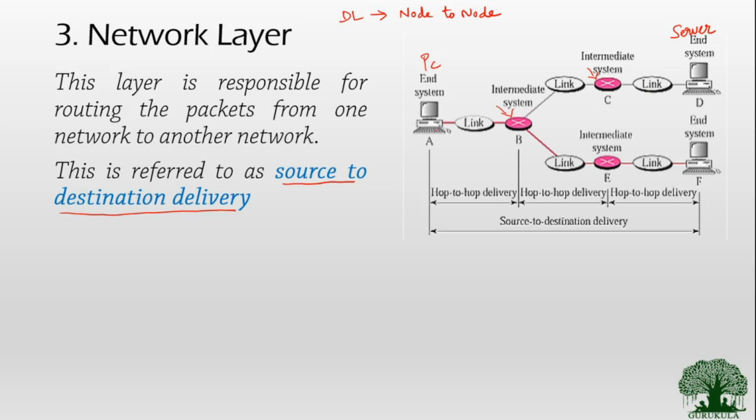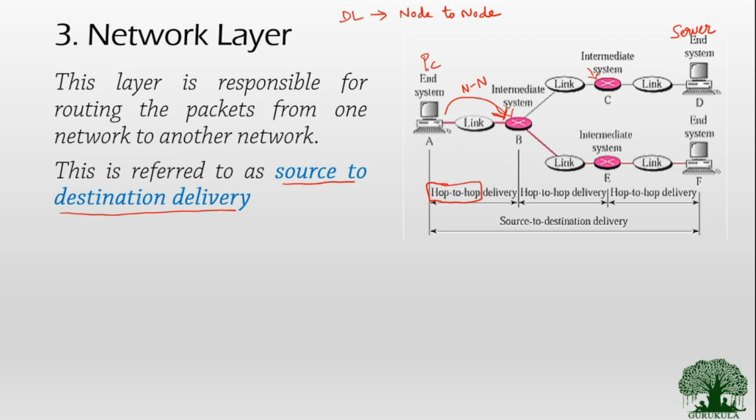So here what I could do is, if my packets are getting delivered from my PC to the immediate next node, then this delivery is what we call node to node delivery, or it can also be called hop to hop delivery. Alright, so then what is source to destination delivery?